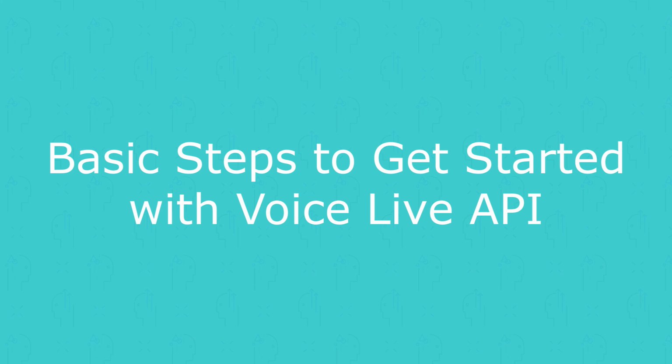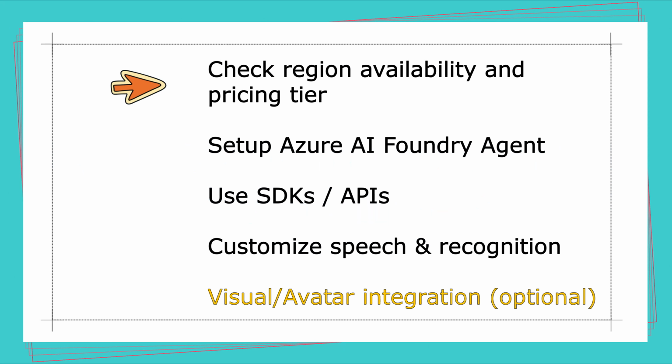Okay, so here are the basic steps to get started with VoiceLive API. First, check your region availability and your pricing tier. Make sure the region you're deploying to supports VoiceLive API, and then select an appropriate pricing tier, Pro, Standard, or Lite, based on the models you need. Next, set up your Azure AI Foundry agent. You'll need an agent built or configured in Azure AI Foundry. VoiceLive plugs into that. Then use SDKs or APIs. Microsoft provides SDKs, C# and Python, and sample code to help you invoke real-time voice conversations. You'll handle defining tools and function calls your agent can make, and then route user speech through VoiceLive.